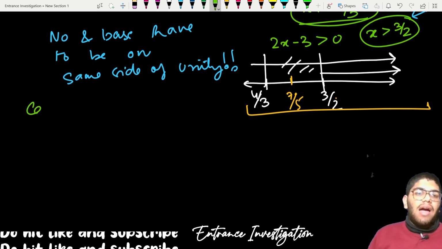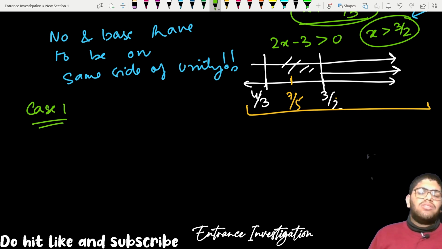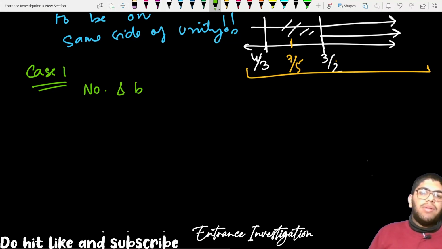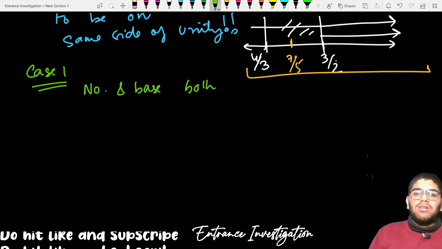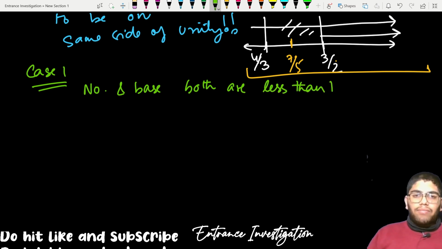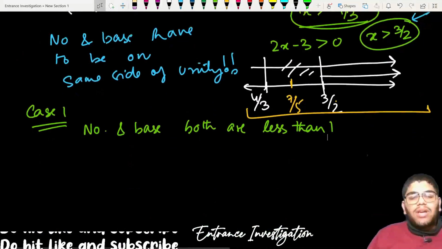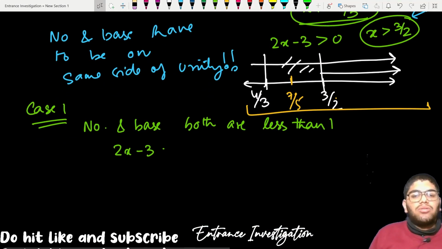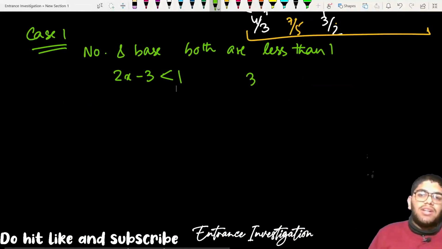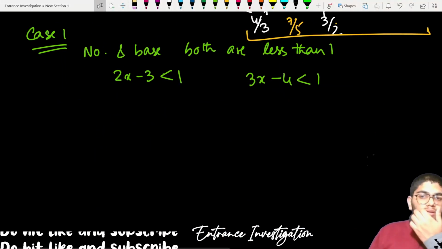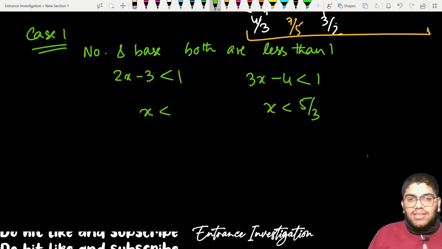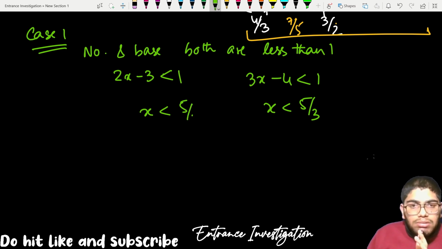This thing means I'll have to get two cases. So first of all, I'll take case 1. My number and base both are less than 1. So 2x minus 3 has to be definitely less than 1, and 3x minus 4 has to be definitely less than 1. So x is less than 5 by 3 and x is less than 5 by 2.